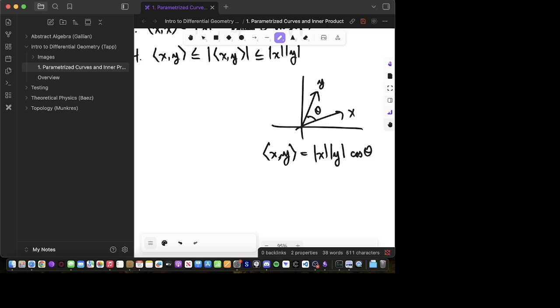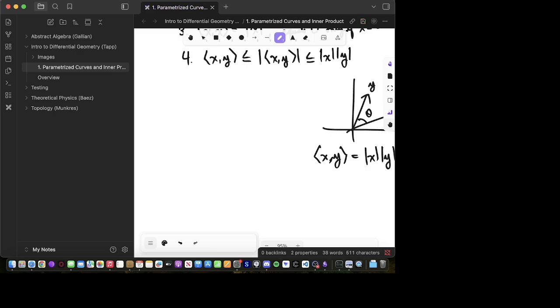Now, you might note something. If theta is the right angle, that is x and y are perpendicular, cosine theta is going to be 0, and therefore the inner product of x and y would also be 0. That brings us to our next definition. x and y are orthogonal if the inner product is 0, and you can think of orthogonality as a fancy way of saying perpendicular, but we prefer the term orthogonal.